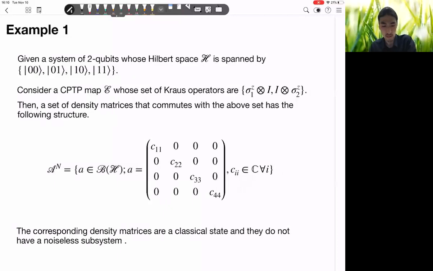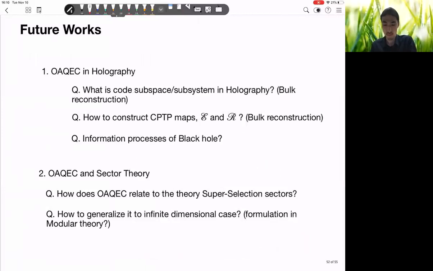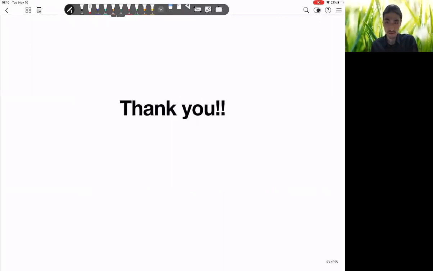Okay, so again, the conclusions: we have looked at active quantum error correction, where the code subspace and CPTP map are given, and we find the recovery map. For passive quantum error correction, we had two pictures, Heisenberg and Schrodinger, where given two CPTP maps, we find the correctable algebra or code subsystem. For future work, it would be nice to look at this formalism in holography. Yeah. Thank you.